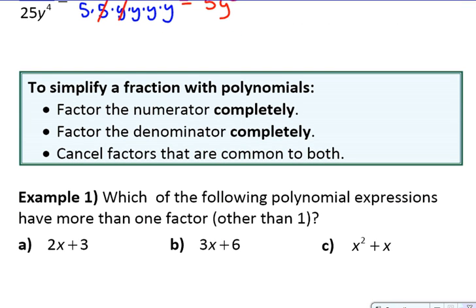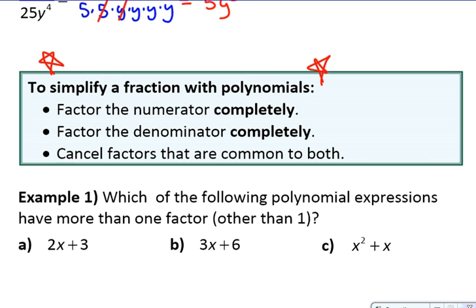All right, so here's our key little instruction set right here. Got a little stars around it so you know what I'm talking about. To simplify a fraction that's got polynomials in it, you're going to need to factor the numerator completely, factor the denominator completely, and then cancel factors that are common to both. So we had a little practice today with a worksheet, a review of factoring. So hopefully that reminds you what it means to factor completely.